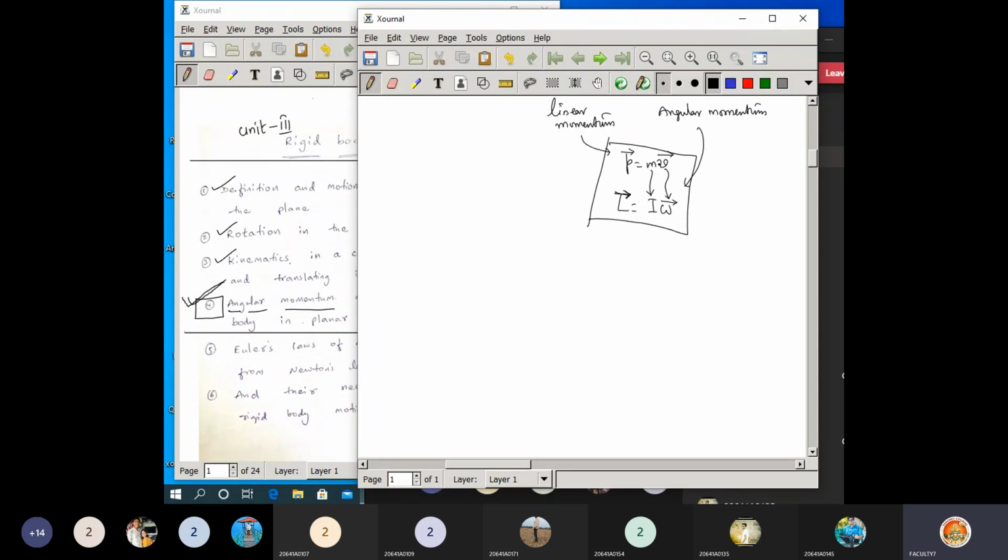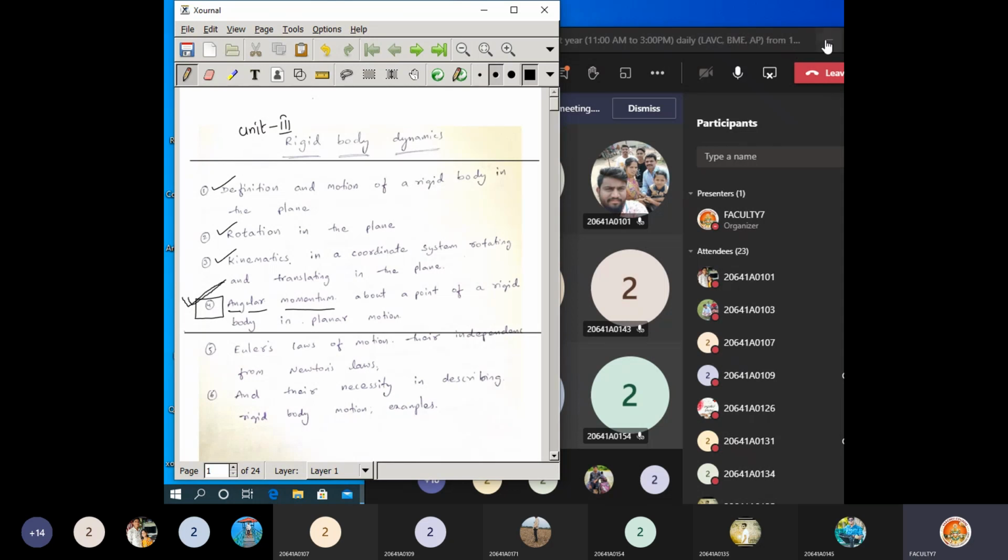Now this is the comparison here. What we replaced regarding the linear momentum, P equals mv: m is replaced with I. What is I here? I is the moment of inertia. And what is the replacement for v? It is the angular velocity. Okay. Now how can you identify the direction of this particular L? I will give one diagram here. Let me refer to that.